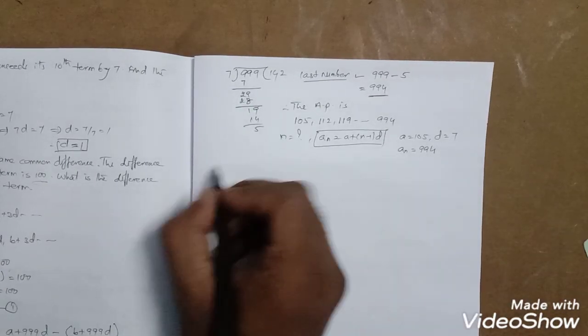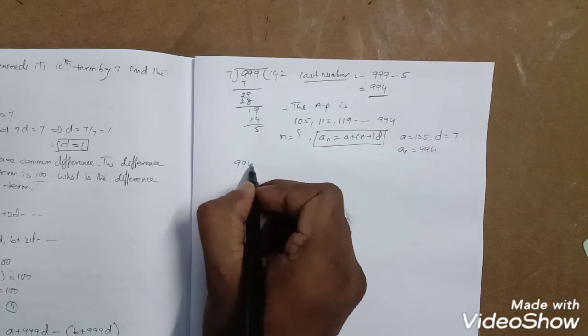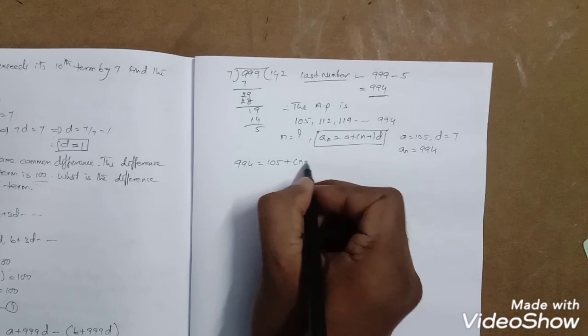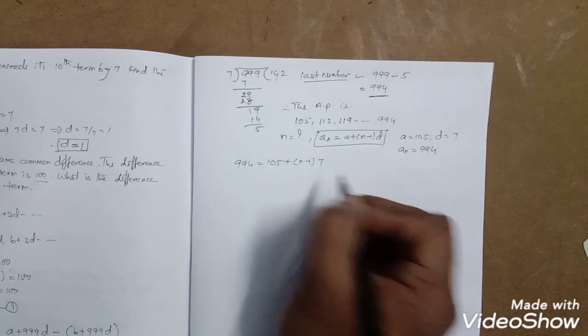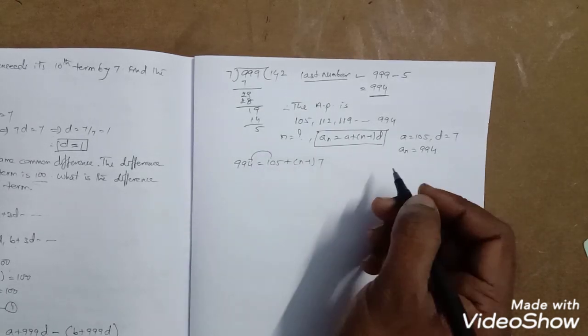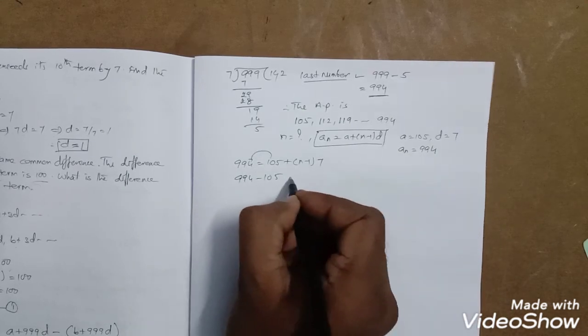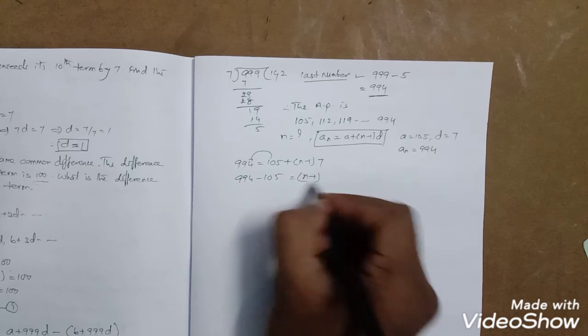Now substitute in your formula, you will get 994 is equal to 105 plus n minus 1 into d value, which is nothing but 7. Now send this 105 towards the left side, so you will get 994 minus 105 is equal to n minus 1 into 7.